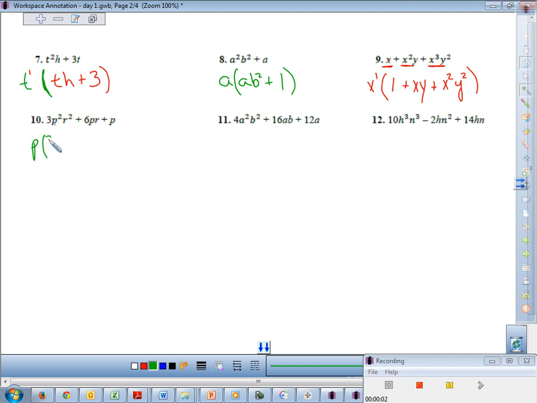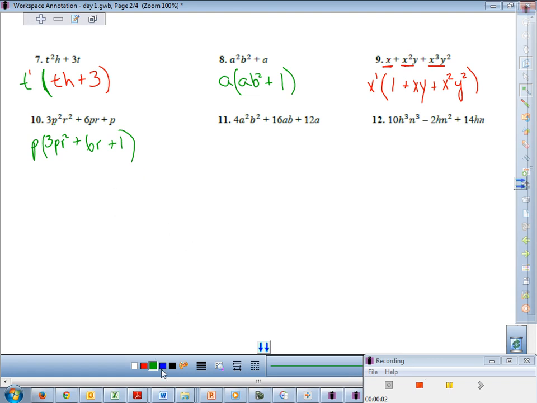This number has no 1 to play with. p squared divided by p is p to the first. You subtract your exponents, and r squared comes on down also. Plus 6, the p's cancel there, right? And you still have an r. Plus p divided by p is 1.